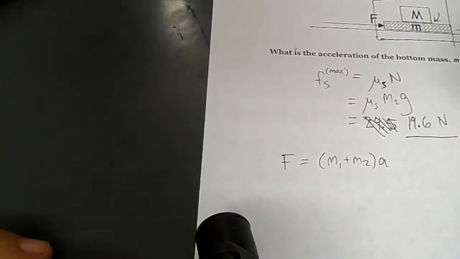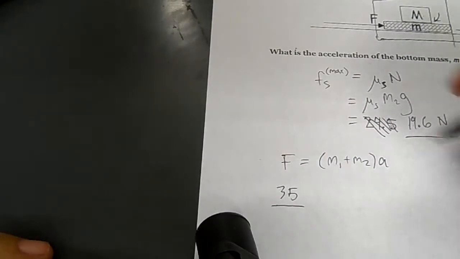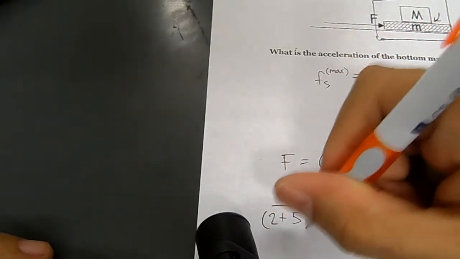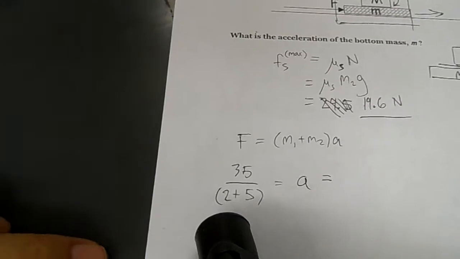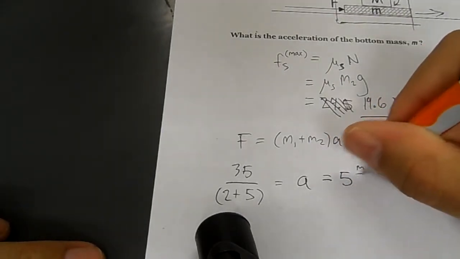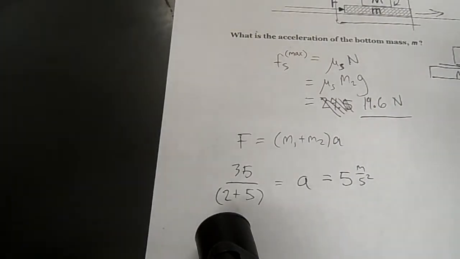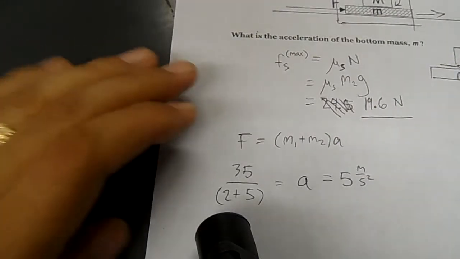I'm given that F is equal to 35 newtons, and I divide by the total mass, 2 kilograms plus 5 kilograms. The denominator is just 7, so I get an acceleration of 5 meters per second squared, assuming that they move together as a unit. Now let's see if that's actually possible.